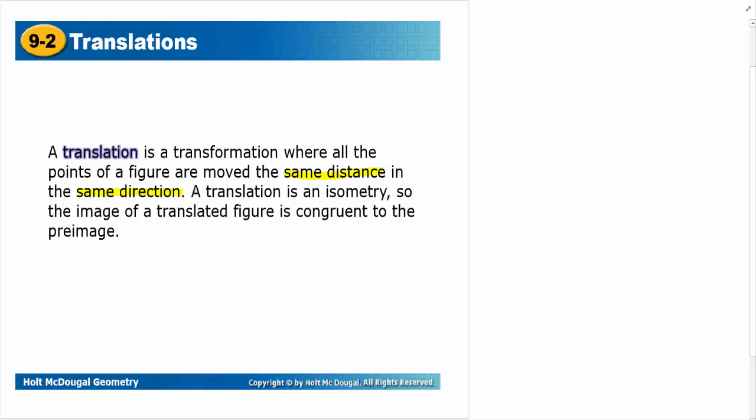Again, a translation is another isometry because your preimage and your image are going to be congruent. So the image of the translated figure is congruent to the preimage. Okay? So again, understand those key phrases as we go through what we're doing today.